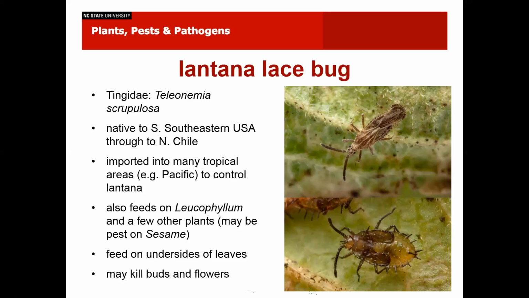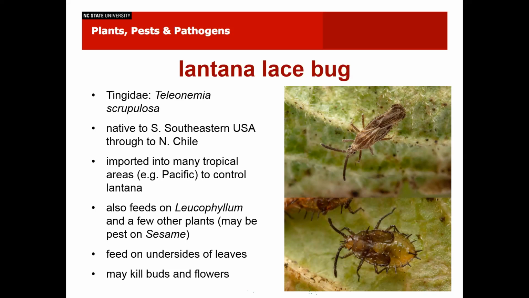So back to that Lantana lace bug. Teleonemia scrupulosa is the name of the species. It is actually native to the southeastern part of the U.S. through northern Chile. And it's actually been imported in many tropical areas, especially Pacific Islands, to control lantana. So that reduction in the flowers and the buds and then of course the seeds later on is really important to keep the lantana from being invasive.